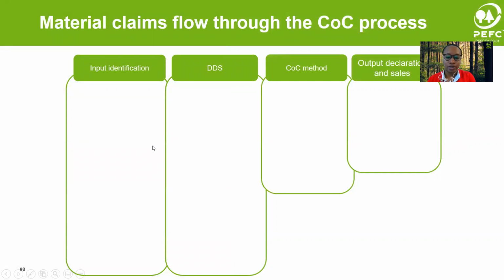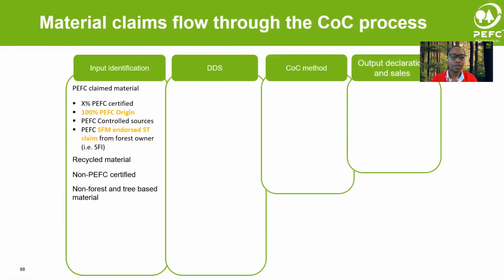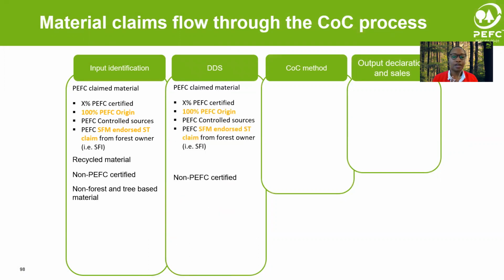So what exactly goes into the input identification? We looked at the different claims: the X% PEFC Certified, 100% PEFC Origin, the PEFC controlled sources, SFM, ecosystem claim. You can also have recycled material, non-PEFC certified, non-forest and tree-based material. And what about the due diligence system? Here you can have PEFC claim material as well as non-PEFC certified material. And I talked about the exception of material that is listed in Appendix 1 and 3 of the CITES, because they require special legislation.